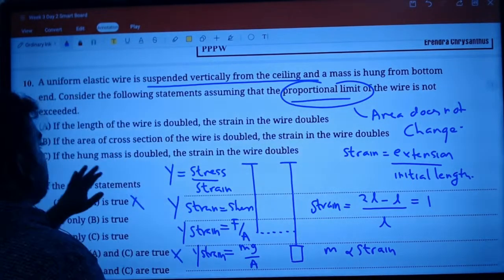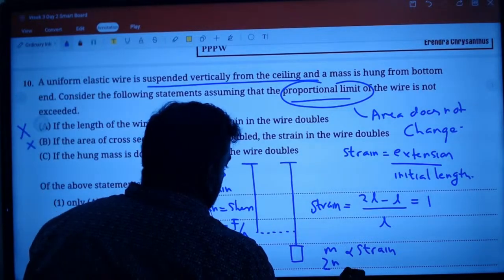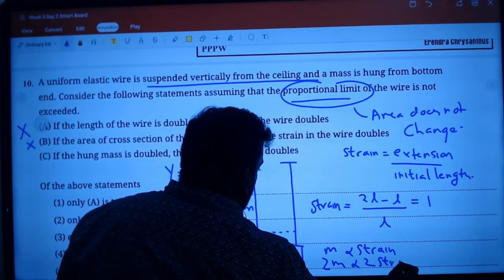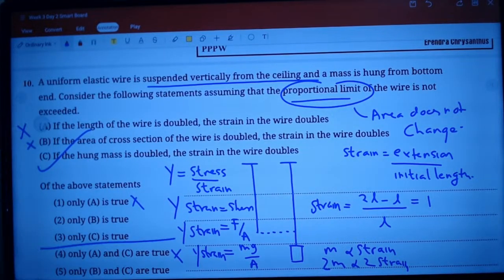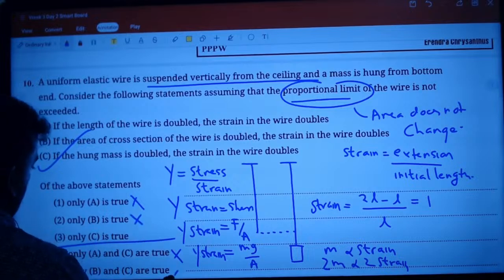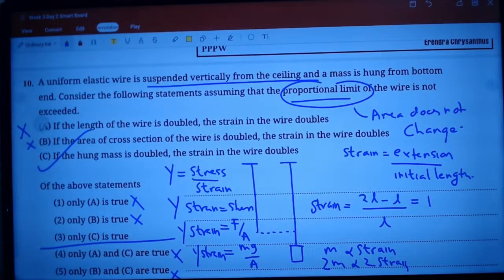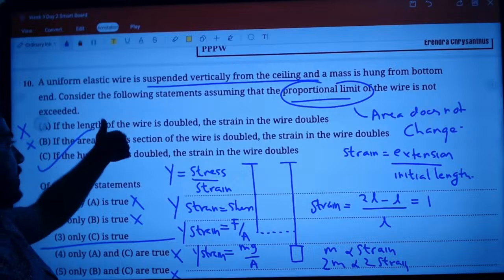By any chance, if the mass is doubled, automatically the strain will also double. C correct, only C correct, answer number 3. So B is wrong, no? So this is wrong, that is wrong, only C correct. Tenth one, answer 3, right there. This we wrote, next one.